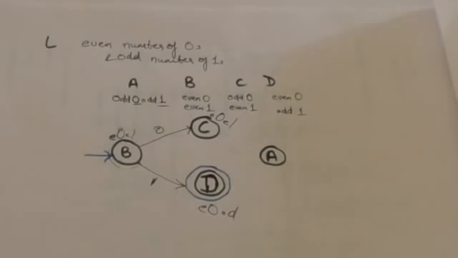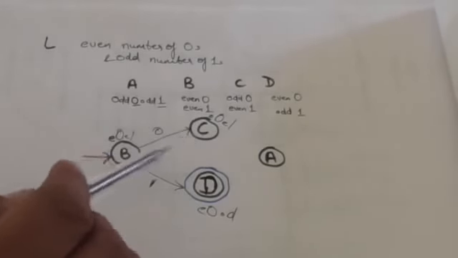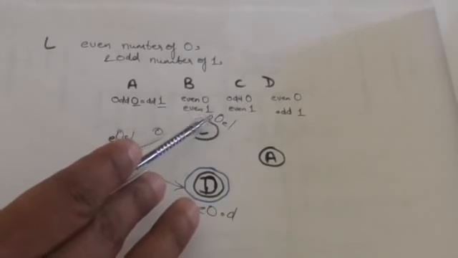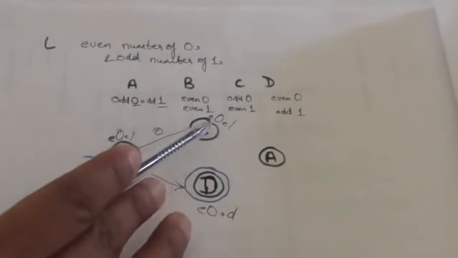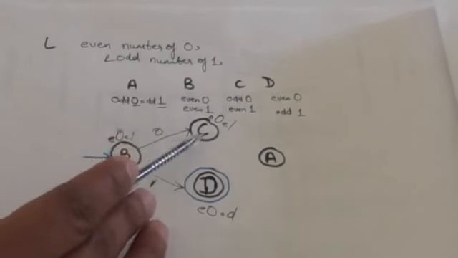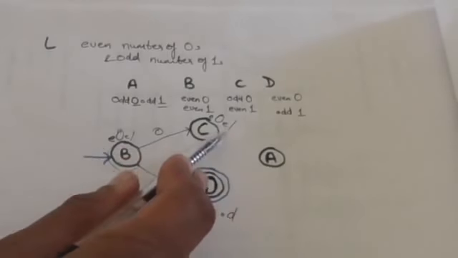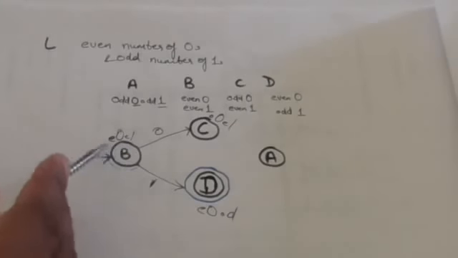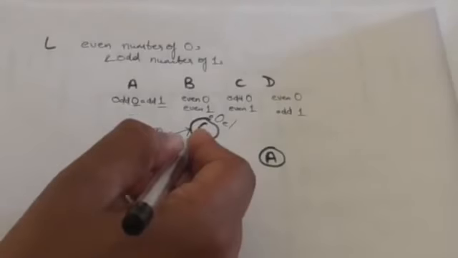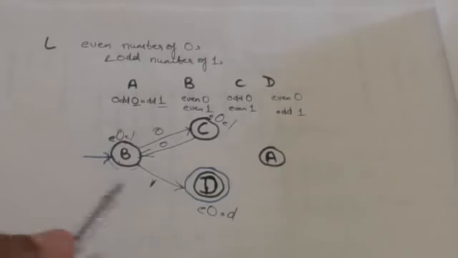Now we have to find the transitions of state C. When the machine is in state C, it means we have applied a string which has an odd number of zeros and an even number of 1s. When we apply 0 here, the number of zeros will become even, and the number of ones will remain even. So it should go to the state which corresponds to an even number of 0s and an even number of 1s. So when you apply 0, it will jump to state B.